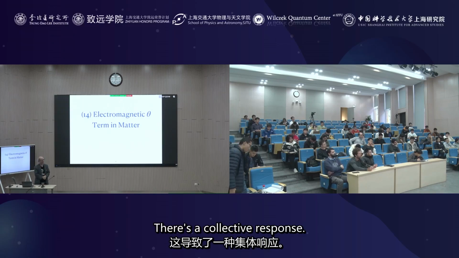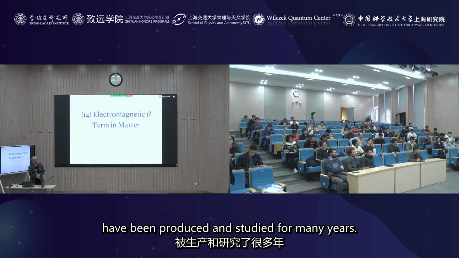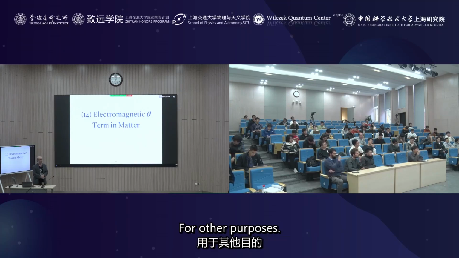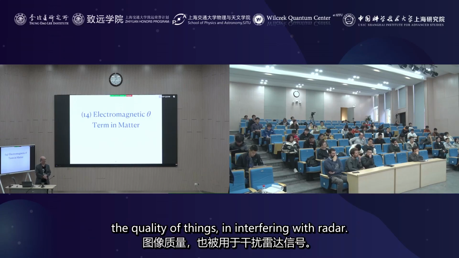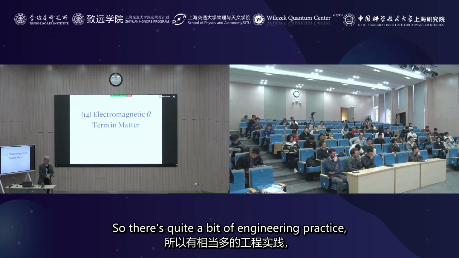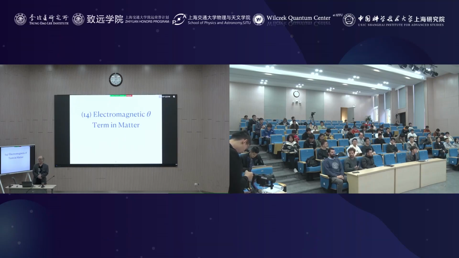There's a collective response. These kind of wire metamaterials have been produced and studied for many years for other purposes. They're used in magnetic resonance imaging to enhance the quality of things, and in interfering with radar. So there's quite a bit of engineering practice, which I didn't know about, but we came across as we were exploring these ideas.